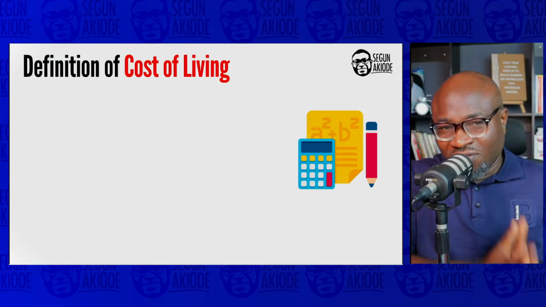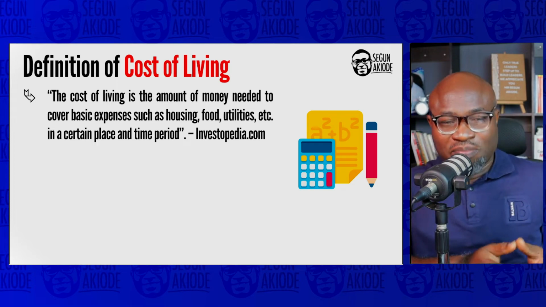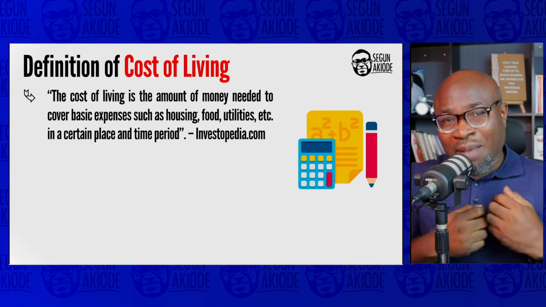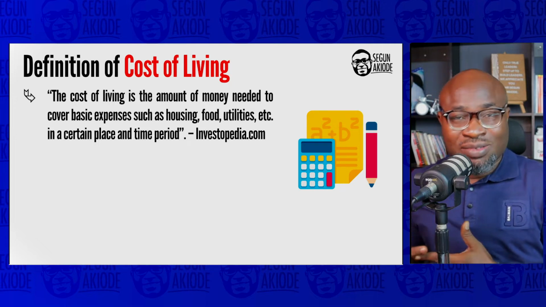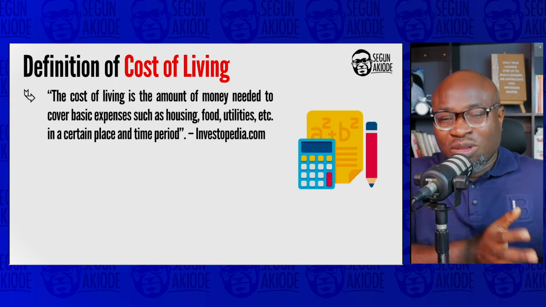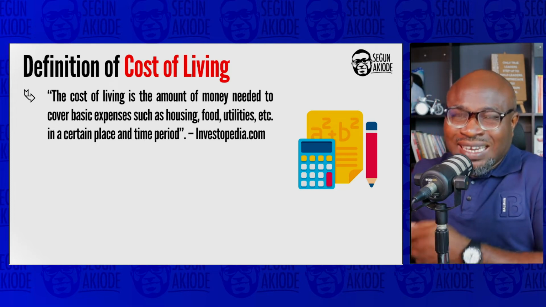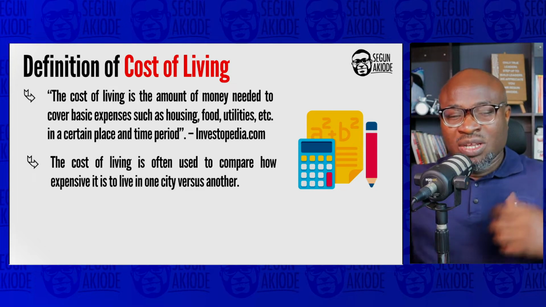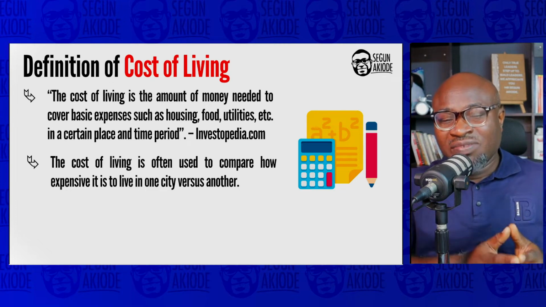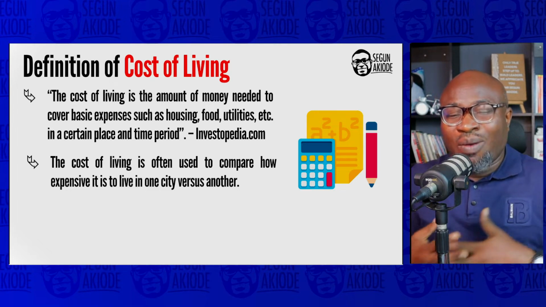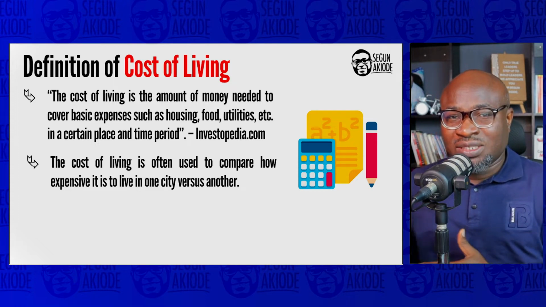Let's start off by defining cost of living. According to Investopedia.com, the cost of living is the amount needed to cover basic expenses such as housing, food, utility, and some other related ones by an individual in a certain place and in a time period. Looking closely at this, it would mean that the cost of living is often used to compare how expensive it is to live in one city versus another.